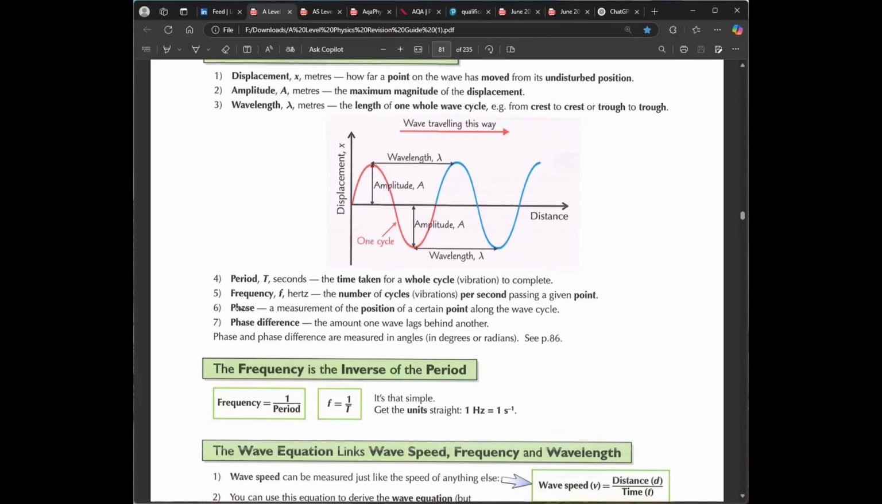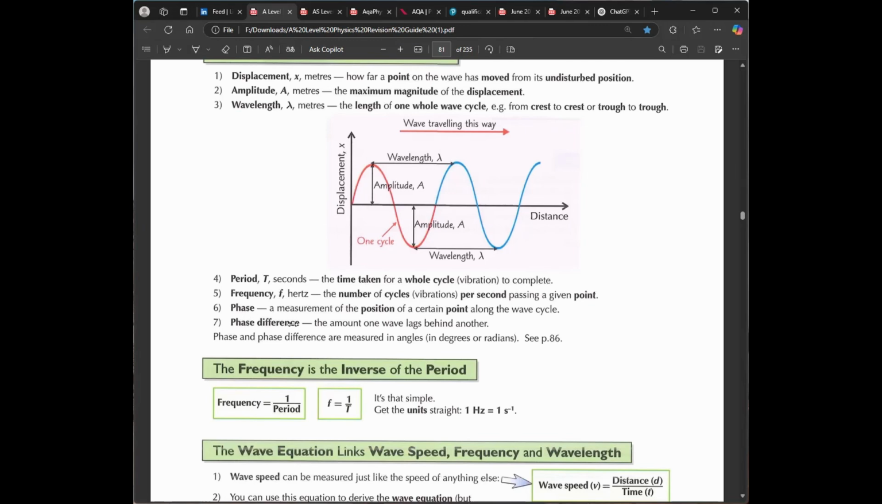Phase is basically a way of quantifying the position of displacement at that point. You can obviously measure the displacement, so that's fine. But with displacement alone, you cannot distinguish between this point when the wave is going up and this point when the wave is going down. To distinguish between that, we use phase. We can go into more detail about phase later, and how it is measured.